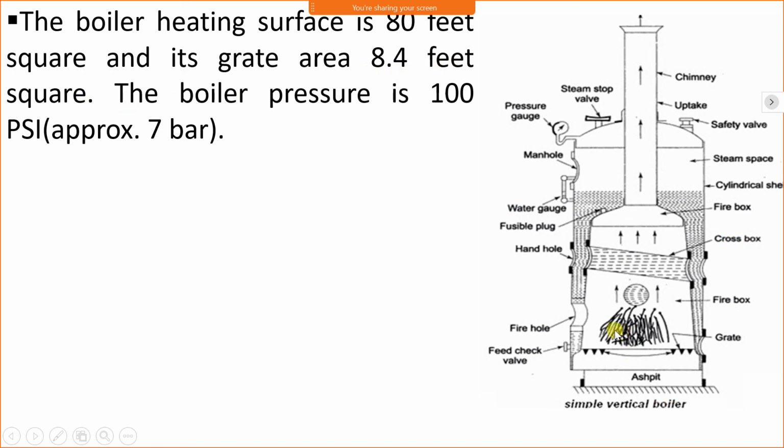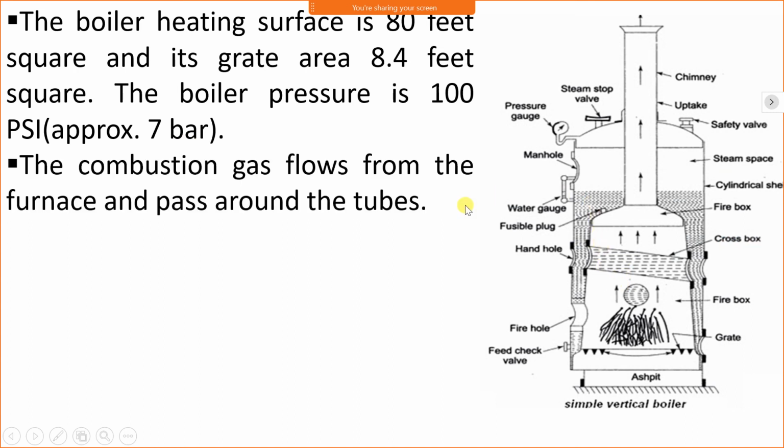The grate is circular and its area is 8.4 square feet. The boiler pressure is 100 psi, pounds per square inch, approximately 7 bar, so it can produce steam at a pressure of approximately 7 bar.